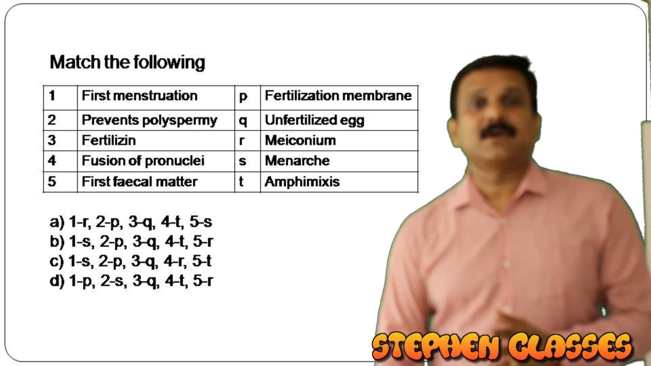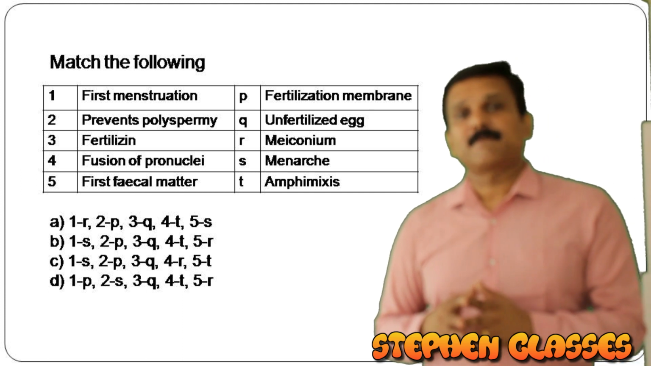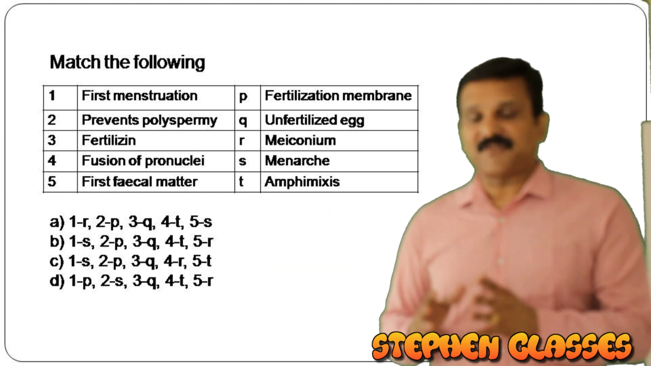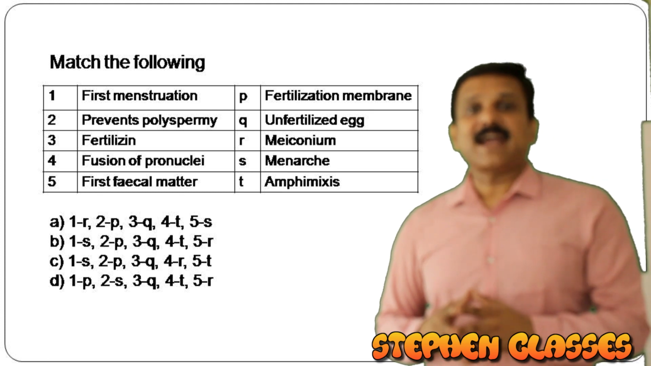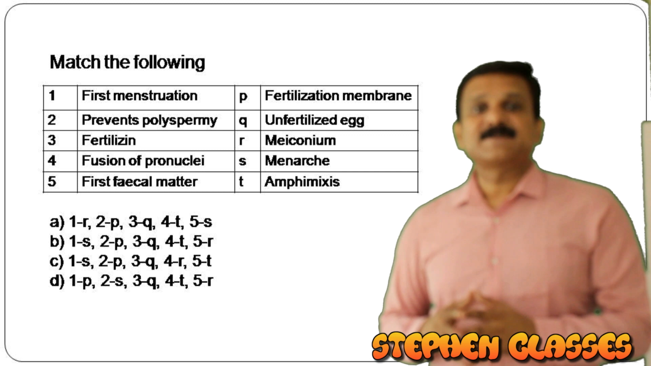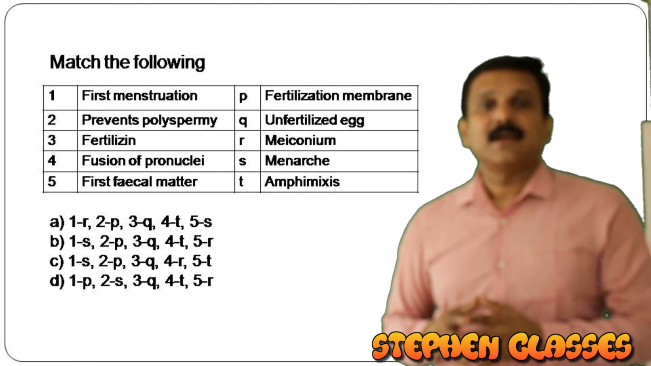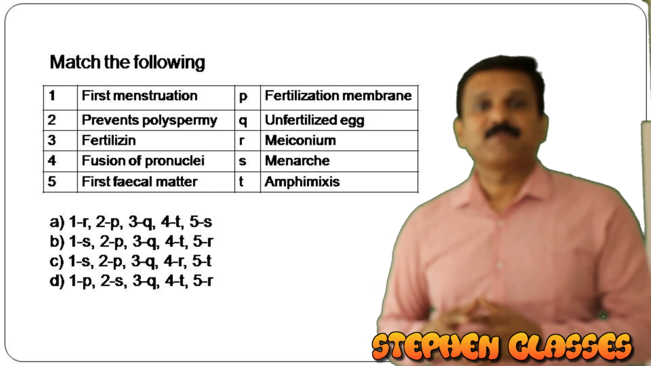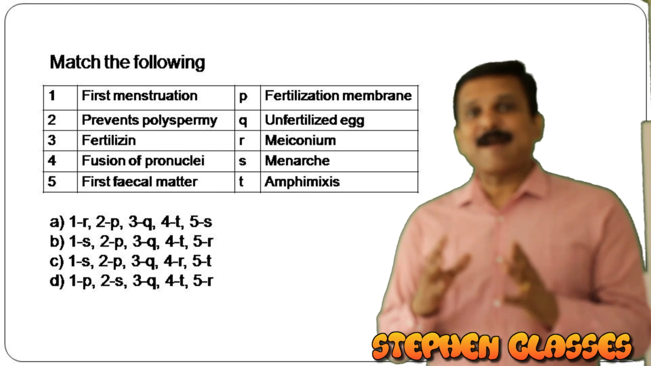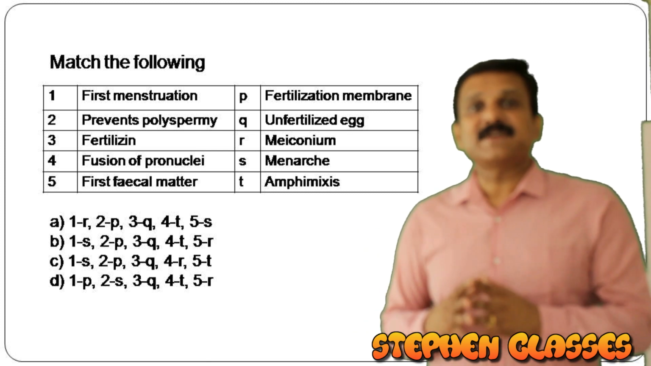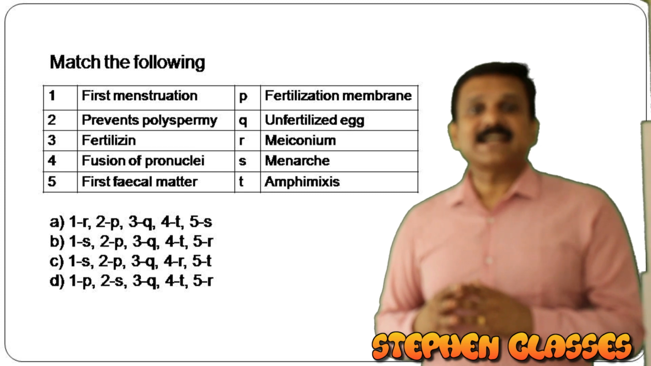Okay, now coming to the next question, match the following. We have a set of options. You can match it very clearly. The first menstruation is called menarche. The reproductive years of a female are from menarche to menopause. So 1 you can match with menarche, S. Then prevents polyspermy, as we discussed, it is the fertilization membrane, 2 P. Then 3 Q. Why? Because fertilizin is produced by the unfertilized egg to attract the sperm cell. Then fusion of the pronuclei is called amphimixis. The two haploid nuclei after the sperm entry will fuse, and the fusion step is called amphimixis. Then the first fecal matter is meconium. So 5 you can match with meconium, R. So the correct answer will be option B.